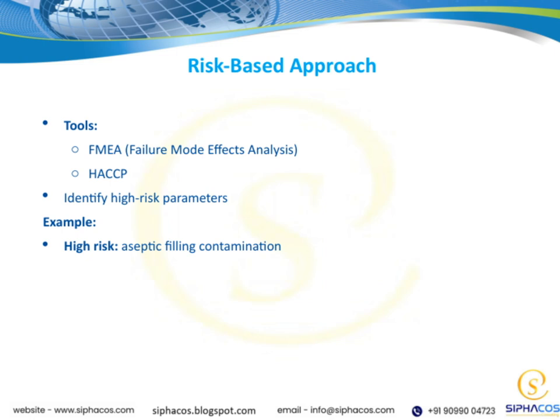A crucial step in this approach is to identify high-risk parameters, those factors that, if left unmonitored or uncontrolled, could lead to significant issues. For example, one high-risk area we often focus on is aseptic filling contamination. This is critical because contamination during this step can compromise the entire product. By adopting a risk-based approach, we don't just react to problems, we proactively identify and mitigate risks before they become bigger issues. This strategy helps us enhance product safety, ensure quality, and maintain regulatory compliance across our operations.